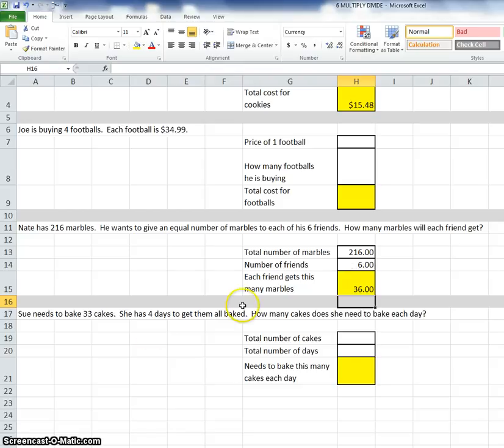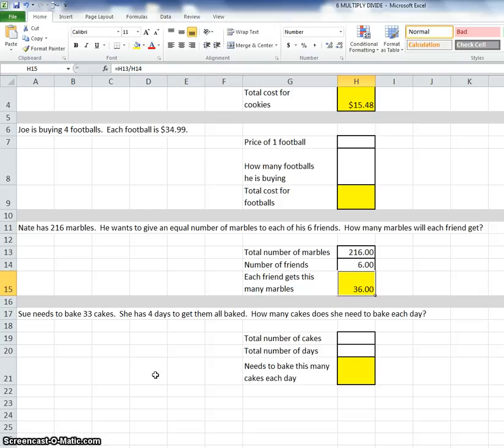And then this next one, Sue needs to bake 33 cakes. That's an awful lot of cakes. And she has 4 days to get them all baked. So how many cakes does she need to bake each day? Over the course of 1 day, how many cakes does she need to get made and baked? That's going to be either an add, a subtract, a multiply, or a divide problem. And once again, don't just slap a 36 in there. I'm going to click on it and look for this formula to see whether you understand that.